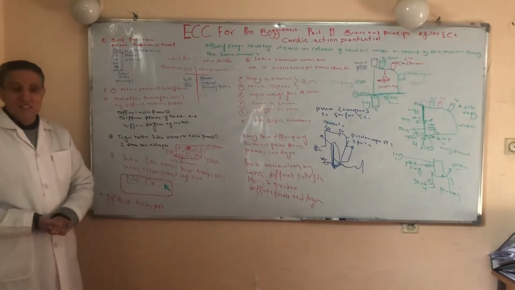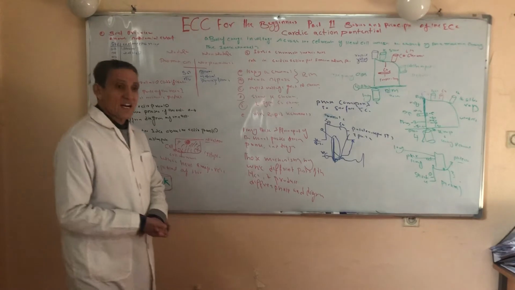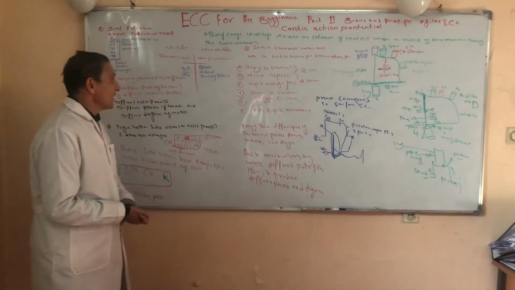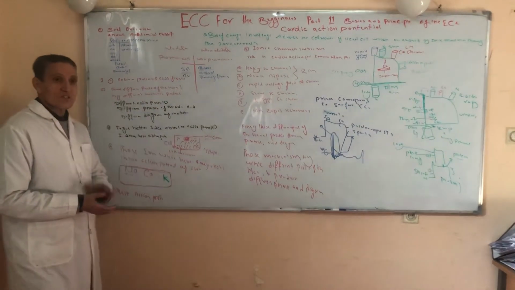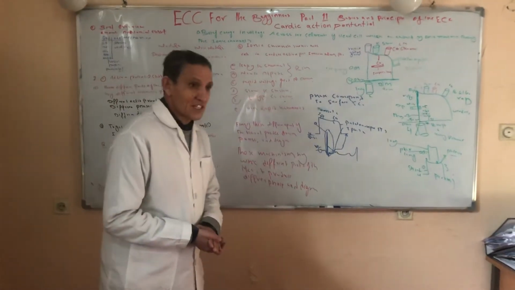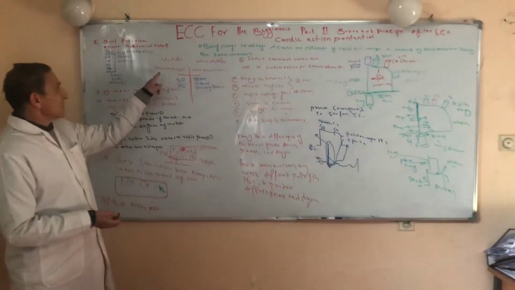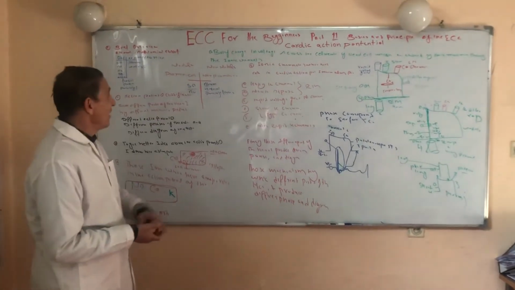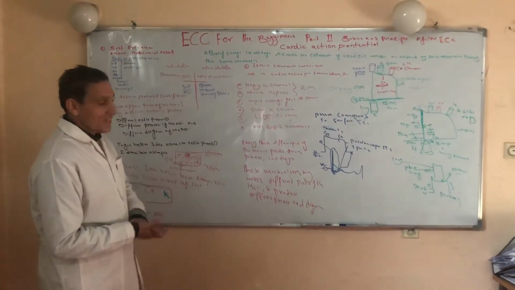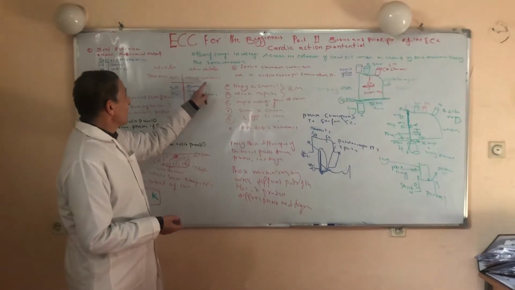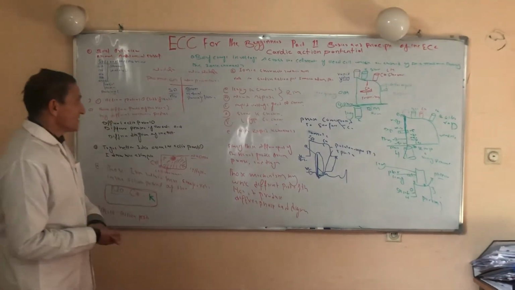The mechanical part of the heart is made from two parts: one is the atrium and the second is the ventricle. But according to the action potential classification, the heart is also divided into two parts. Number one is the nodal pacemaker cells, and number two is the non-pacemaker cells.